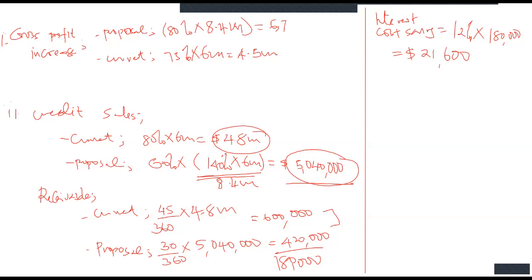6.72. So we get 6,720,000 to be the profit after. Now we can compare what was the increase. The increase is going to be equal to 1,220,000, which I think was different from what we got before, isn't it? It was quite different.